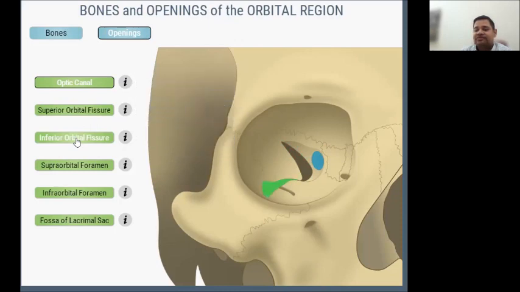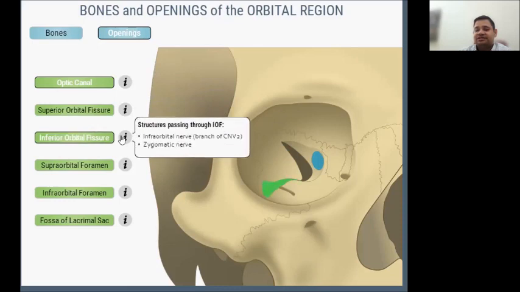Next is the inferior orbital fissure. You can see it in the green color. The structures which are passing are only two: the infraorbital nerve, which is the branch of cranial nerve number 5, trigeminal part 2, and the zygomatic nerve. So only two nerves are going to pass through it: the infraorbital nerve and the zygomatic nerve.